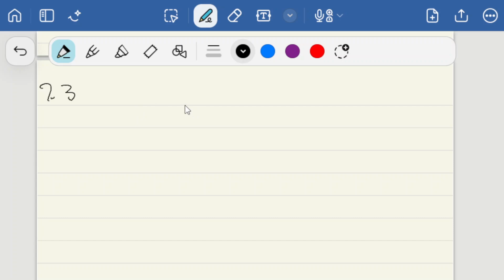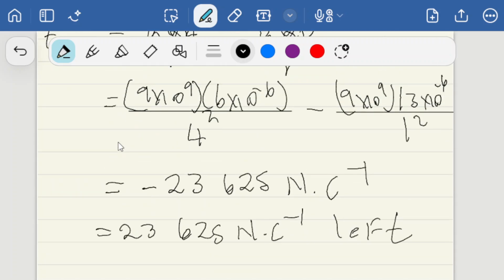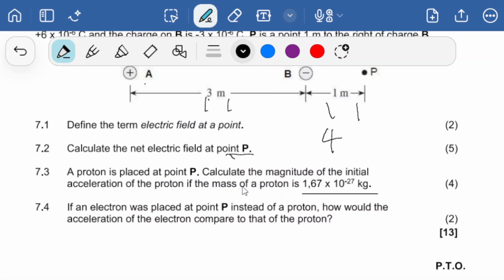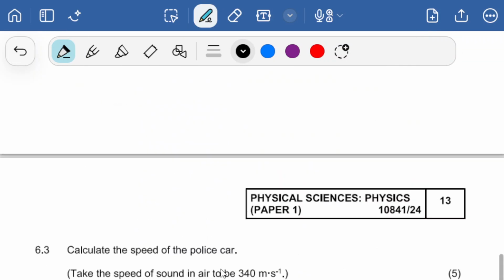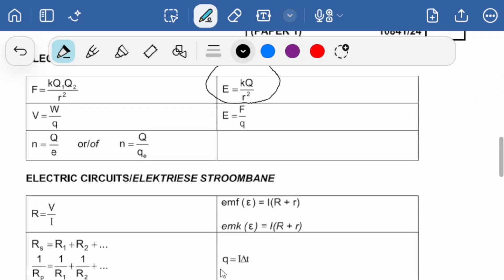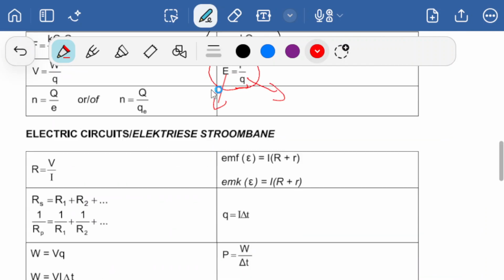On 7.3 we're going to use an equation because the question says calculate the magnitude of the initial acceleration. The only way I can get acceleration is to use the equation F net equals ma. So for me to get the force, I must use an equation, because I've got the electrostatic field and the charge from the formula sheet, so I'm going to get a force. That's why I'm taking that equation.